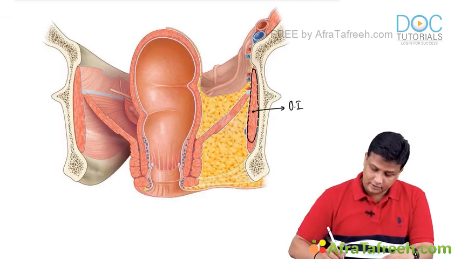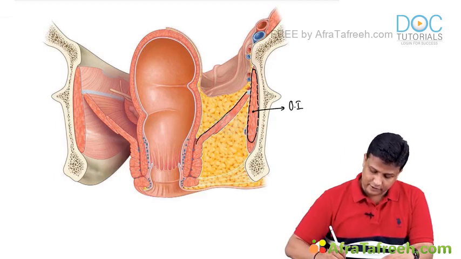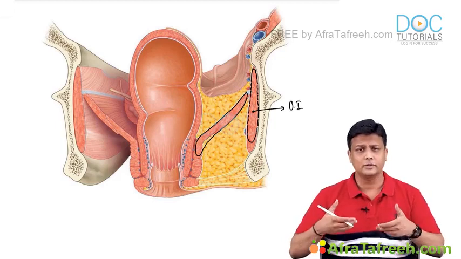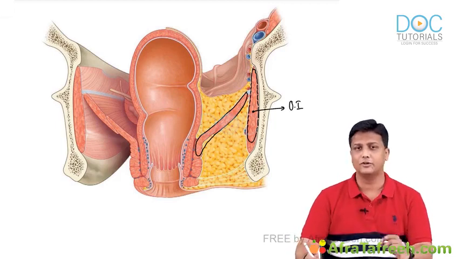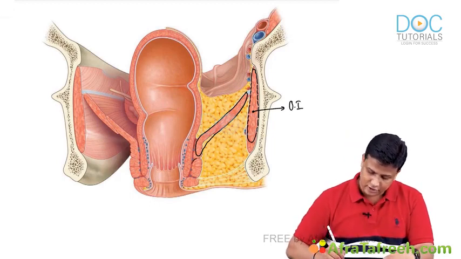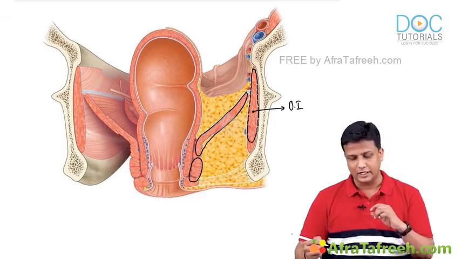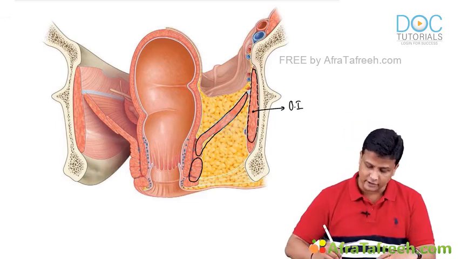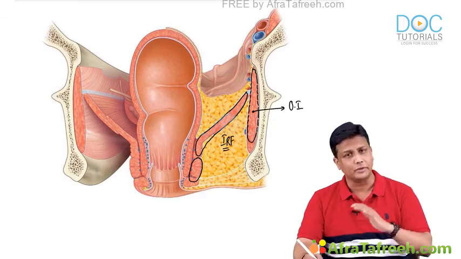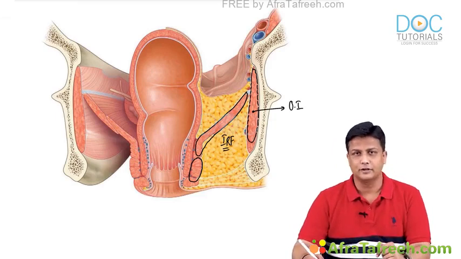And then there'll be the muscles which are sloping down here. This is levator ani muscle, the levator ani which are actually contributing to the formation of the pelvic diaphragm. And this is the external anal sphincter. So levator ani and external anal sphincter, they are the ones which are going to form the medial boundary of ischiorectal fossa.